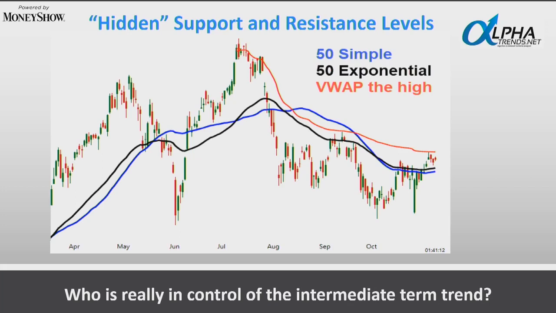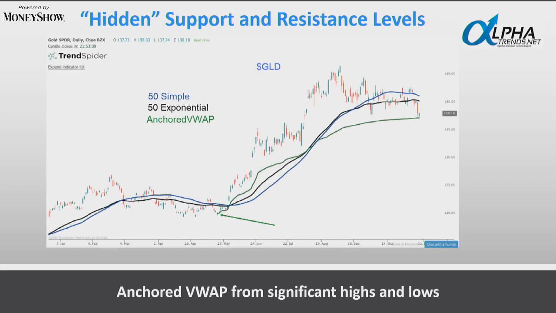But if we want to know, are the buyers back in control? We take a VWAP off of that prior high, and we can see that it acted as resistance there, and now it's acting as resistance. And maybe it's starting to flatten out and get ready to turn higher once again. It's not there yet. How about gold? Does anyone own gold or trade gold? Okay, gold, so here's a 50-day moving average.